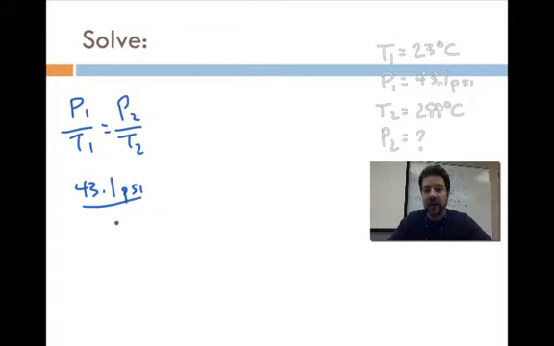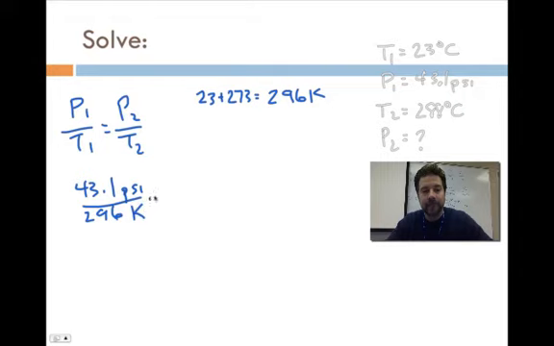And we're going to put that over initial temp T1 of 23 degrees Celsius. Now, if you remember from our previous talks, we are changing our Celsius temperatures to Kelvin. So we're going to add 273 to our 23 to convert from Celsius to Kelvin. So this would be 296 K, and that's what goes down here for T1.